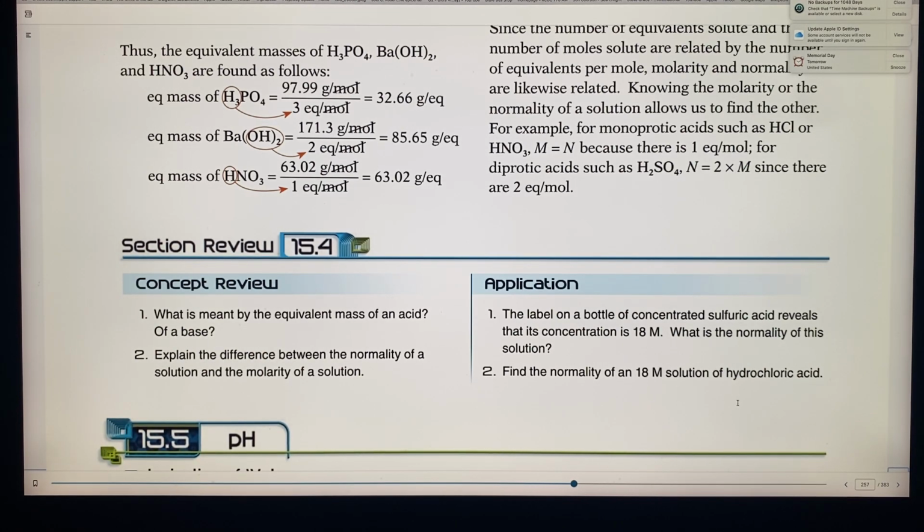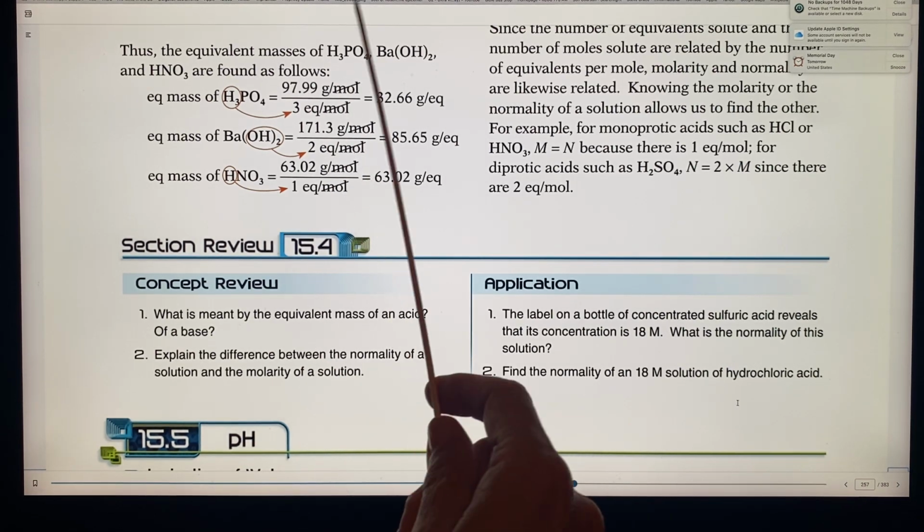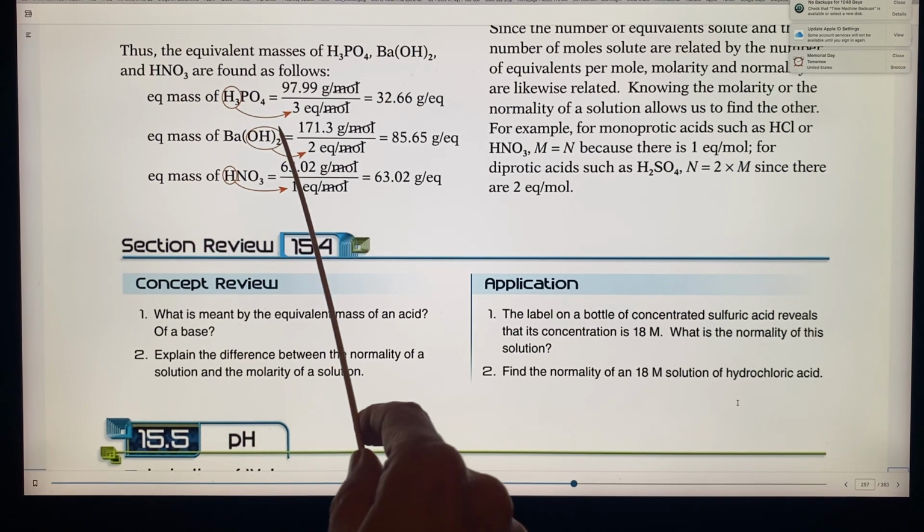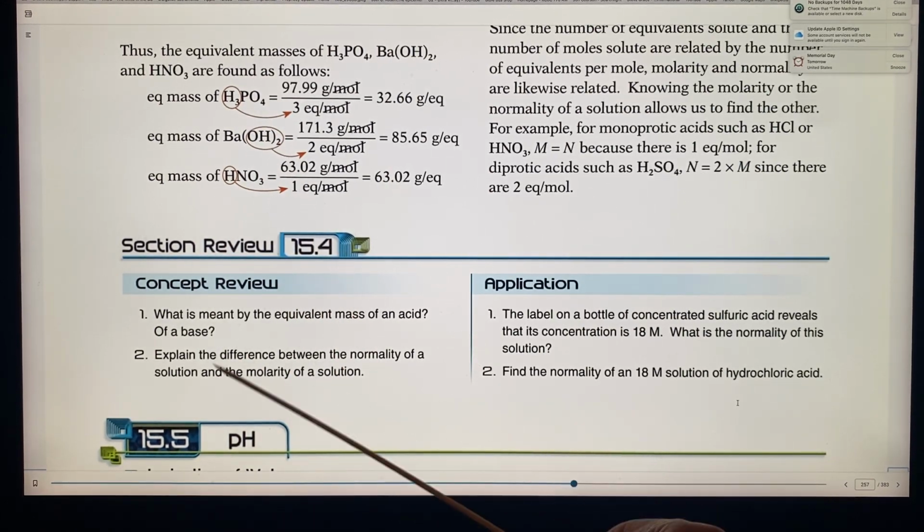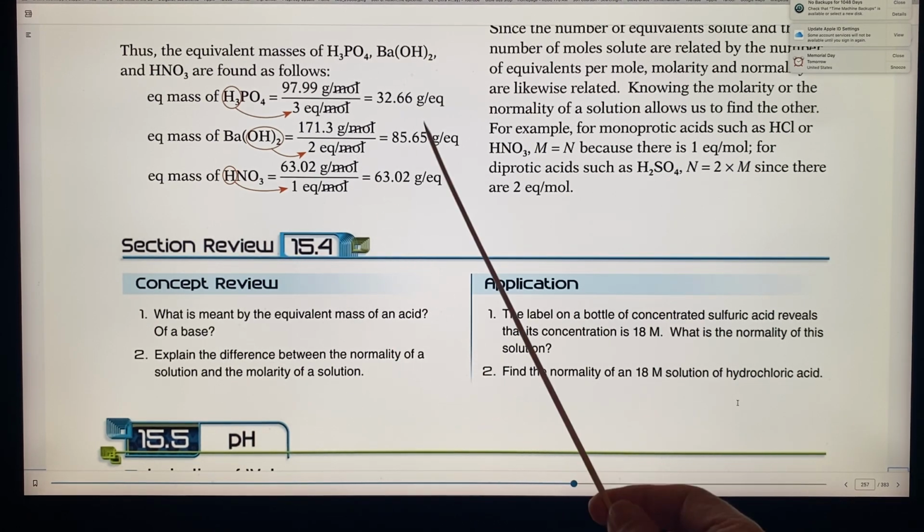So explain the difference between the normality of the solution and the molarity. It's just similar. If there's only 1 hydrogen, we only divide by 1, then again, molarity is going to equal normality. But if it's diprotic or has 2 or 3, triprotic, then we're going to divide it, and so the normality is not going to be the same. It's going to be different because it's going to be divided by that.